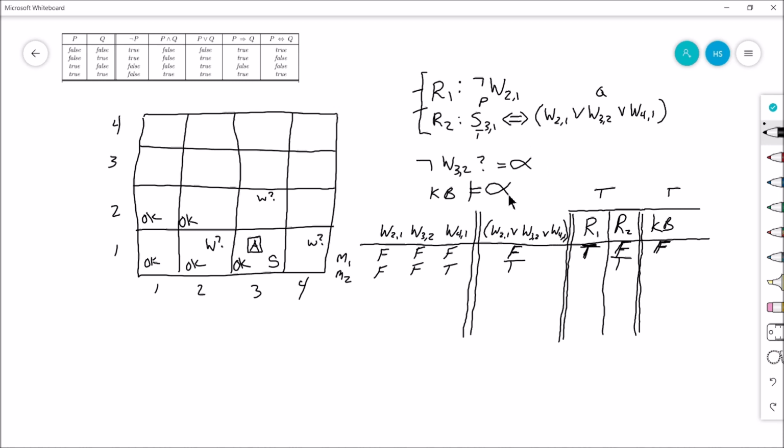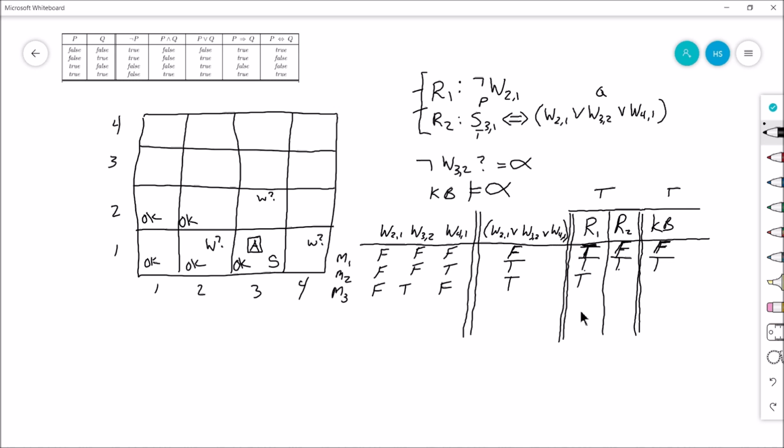Now, what about R1? Well, false, right? Not false is true, okay? So since R1 and R2 are both satisfied, that's a true knowledge base, okay? So that is one actual possible world that we could be in, logically speaking, okay? So let's continue on. Next model, false, true, false, right? Now, this is going to be true because at least one of them is true.